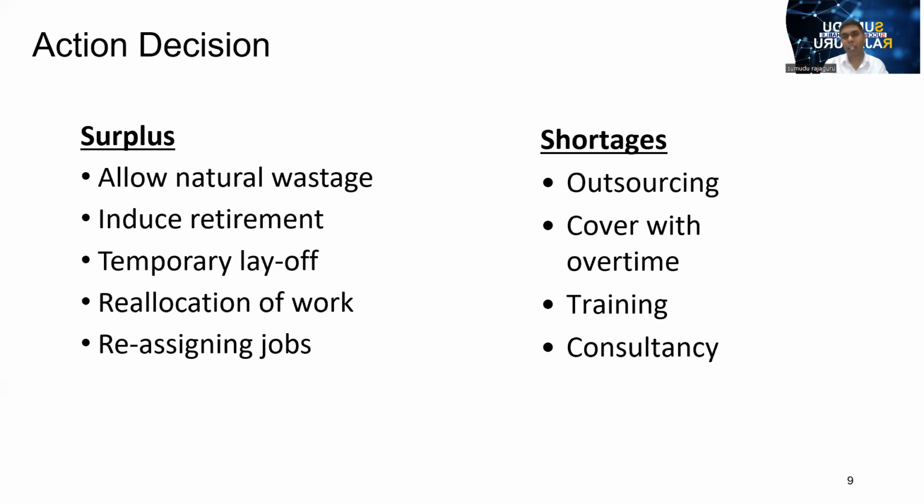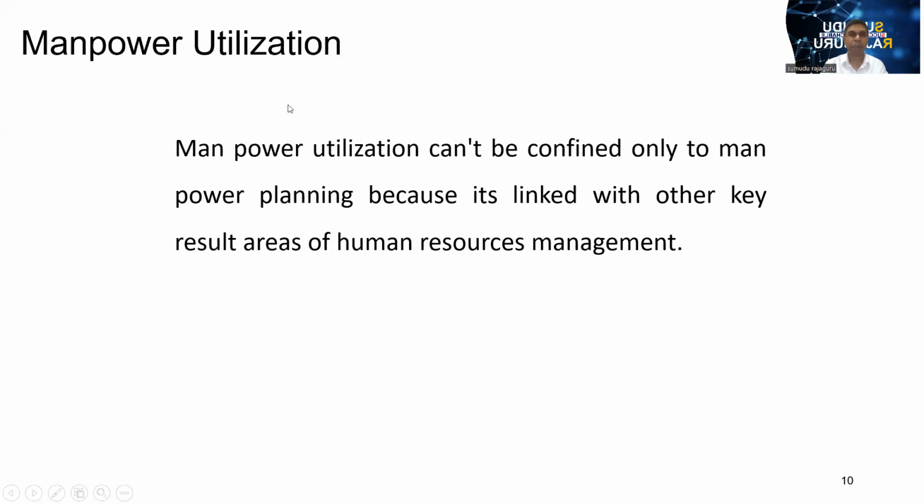But if we are in a shortage situation, then the organization definitely wants outsourcing. Sometimes the organization wants to go for overtime. We have to do cross-functional training. Then people's skills increase and we can use one person for different tasks. Then we can take consultancy from outside parties to manage the situation also. So these are the action decisions we have to take based on surplus or shortage situations.